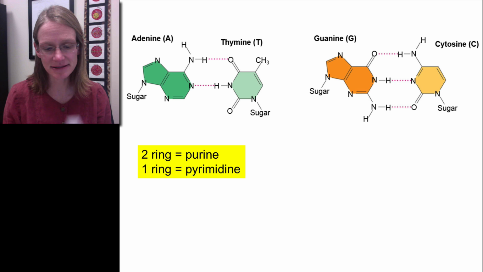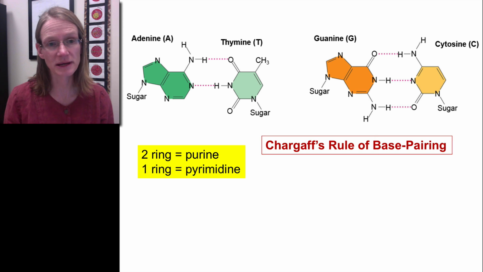And this idea that these things are always going to be coming together is what we call Chargaff's rule of base pairing. That is, A's always match with T's, or T's always match with A's, and G's always match with C's. That's always how it works. And we can use this rule to actually answer and ask some really interesting questions.